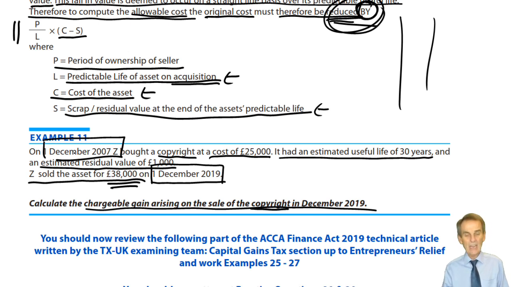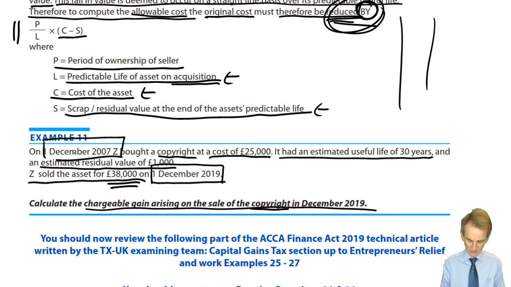That's the period of ownership of the seller. And we've now got all of the numbers for the designatory letters that need to go into our calculation of the reduction in that original cost, to give us now the allowable cost to work out any gain or loss.